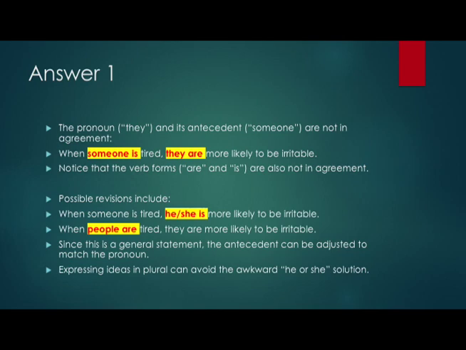So when we have a general statement, we can also make the antecedent plural. So in this example, when people are tired, they are more likely to be irritable. So we're not changing the meaning of the sentence, we're just making everything plural. The other reason that might be the preferred solution is that it's okay to occasionally use he or she, but if you've ever read a long text where every other sentence includes he or she, it gets a little tiresome. So whenever you can express general ideas in plural to avoid that awkwardness, go ahead and do it.